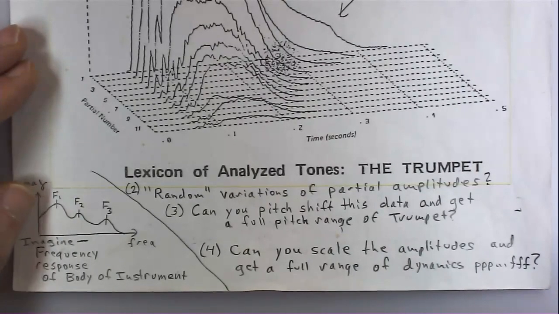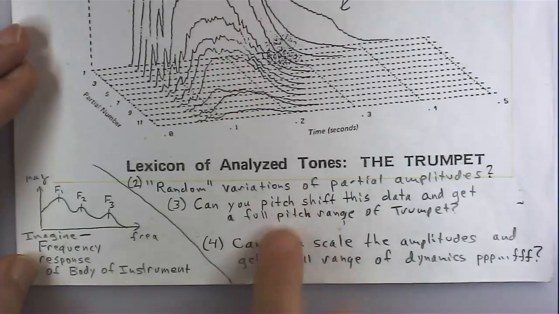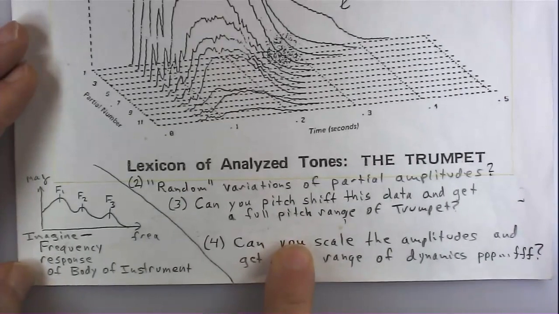There's sort of this middle ground between... there's a lot more to it than our mathematical constructs. Okay, so there's another question here. Can you pitch shift this data and get a full range of the trumpet?